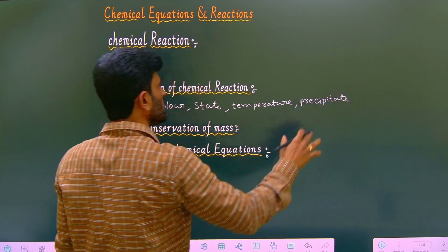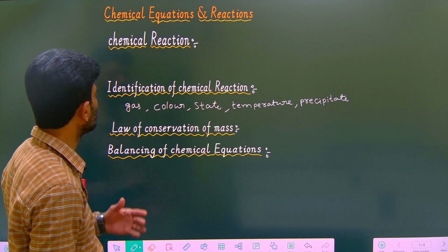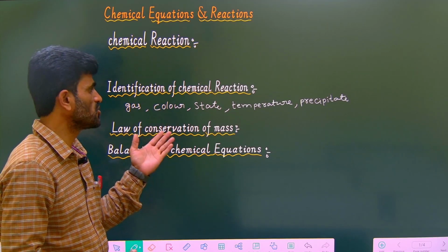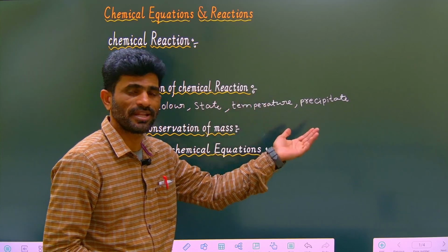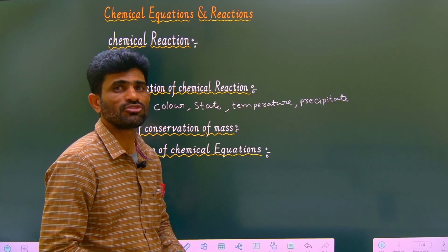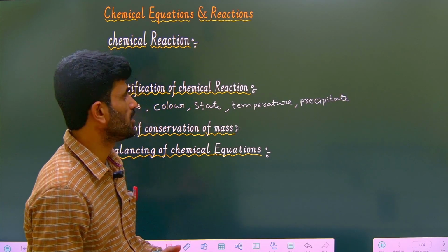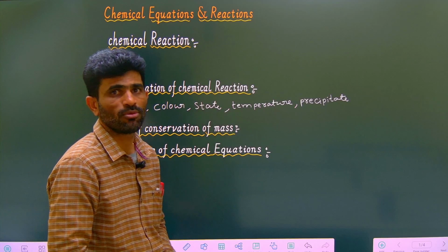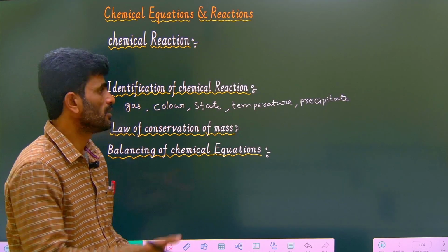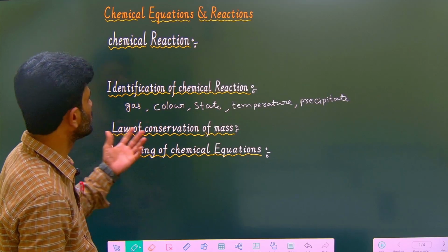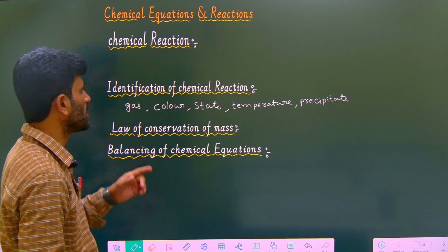By observing these things, we can decide whether a chemical reaction has taken place or not. Is there any change in color, or state, or temperature increased or decreased, or is any precipitate formed? Precipitate means an insoluble substance which cannot dissolve and reaches the bottom of the container. Or gas, we all know gas goes upwards. If any one of these changes takes place, we can say that a chemical reaction has taken place.